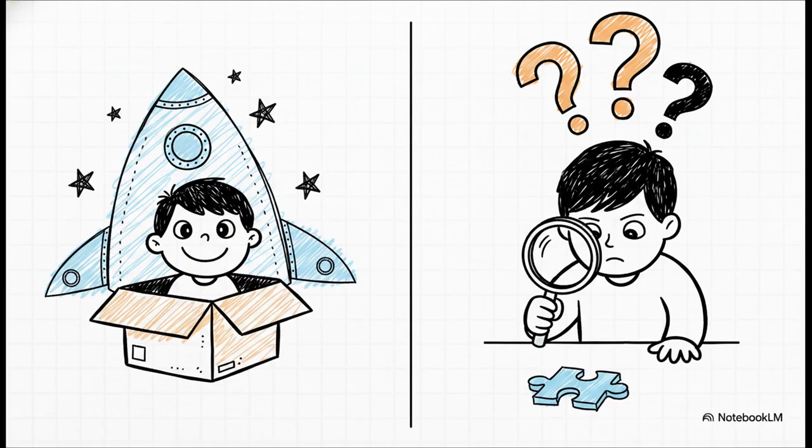Then, from 4 to 7, we hit intuitive thought. This is the why phase. Why is the sky blue? Why is water wet?